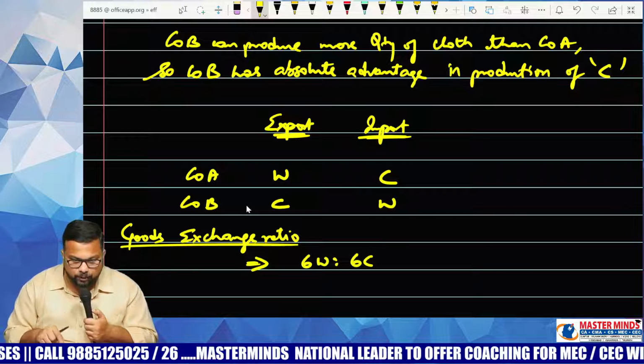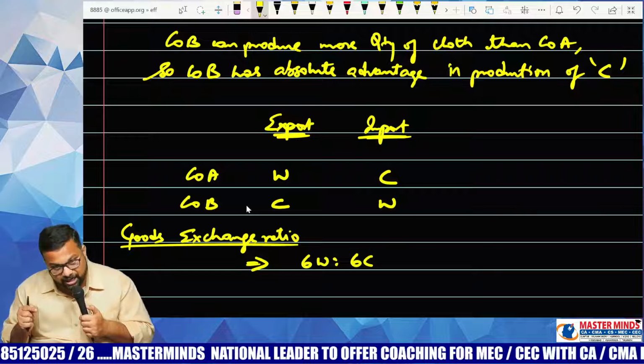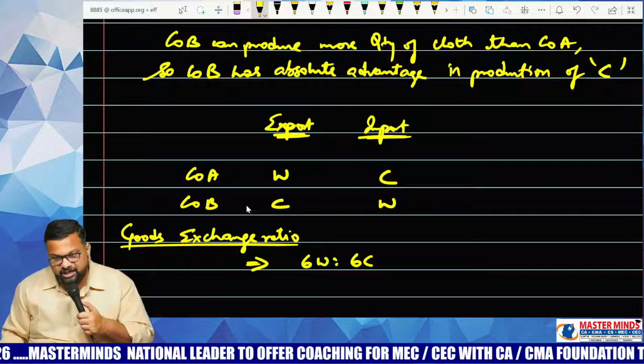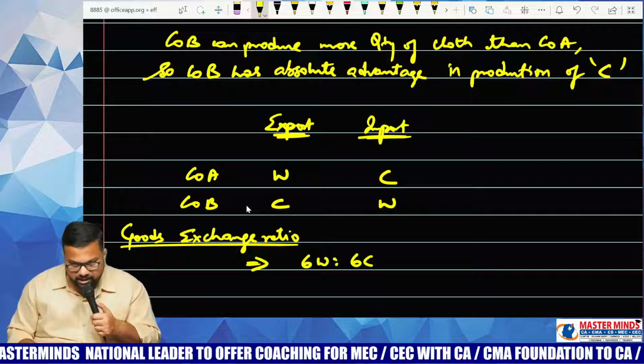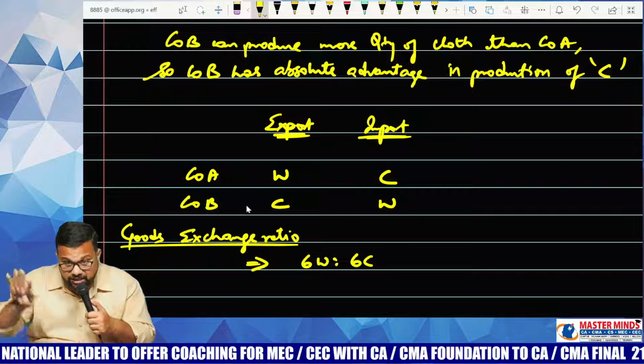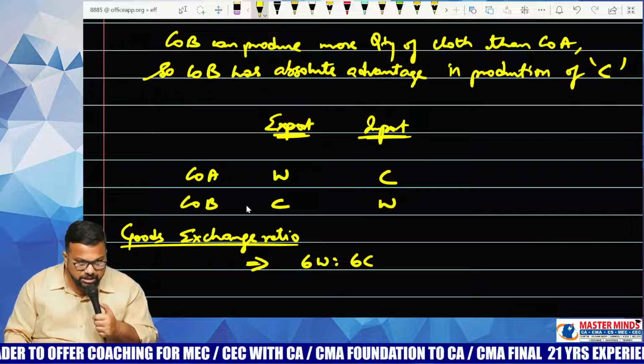Now I have to prove that country A is benefiting in international trade compared to internal trade, and country B is also benefiting in international trade compared to internal trade. Then we can prove that international trade is not a zero-sum game.